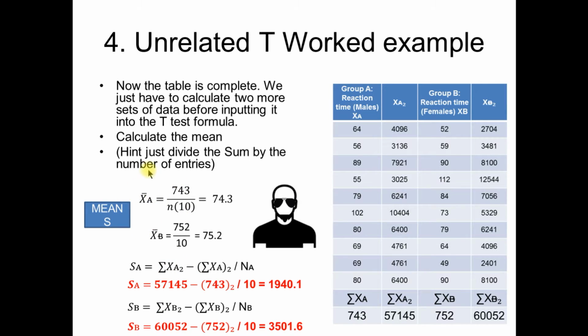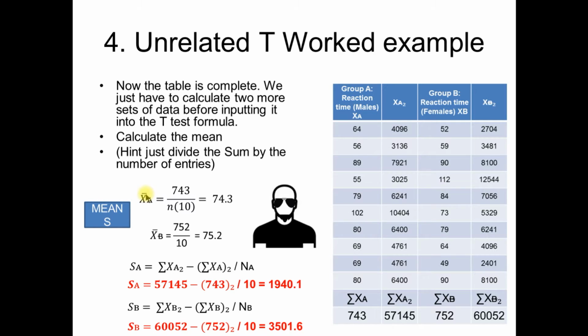As well as the mean for both columns as well. So let's do this. The mean for column A is 743 divided by the number of participants, 1, 2, 3, 4, 5, 6, 7, 8, 9, 10. Easy peasy, that gives us 74.3. 752 divided by 10 gives us 75.2. And then those two values are calculated.